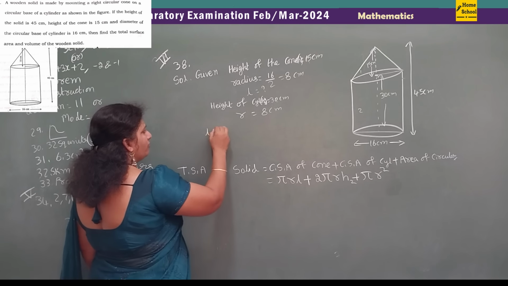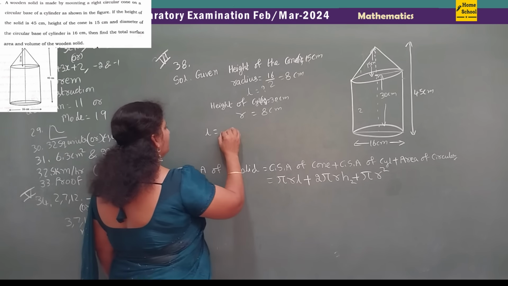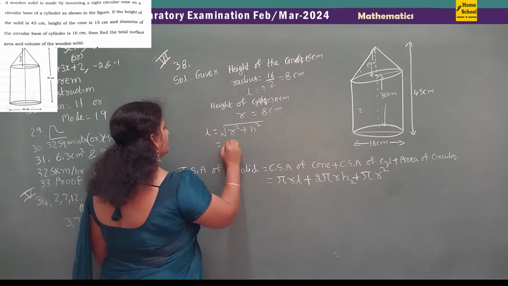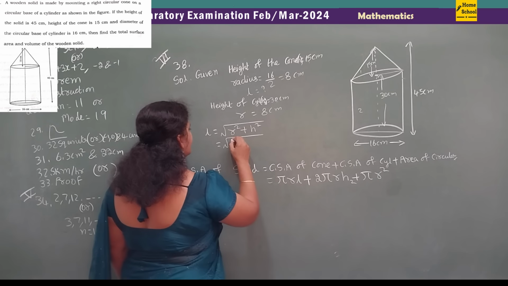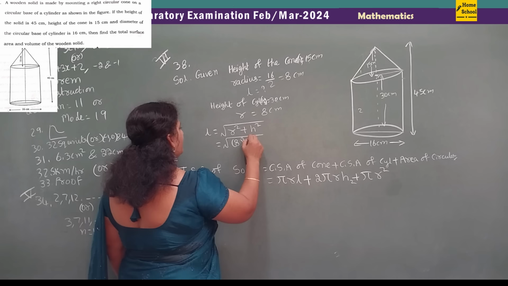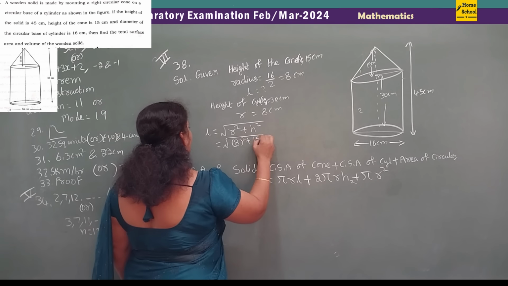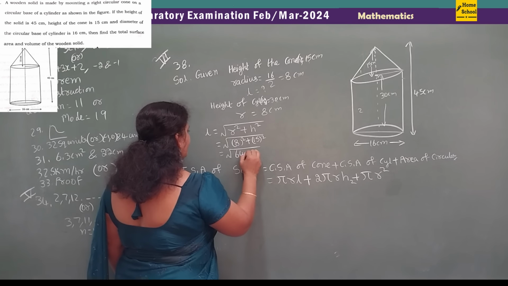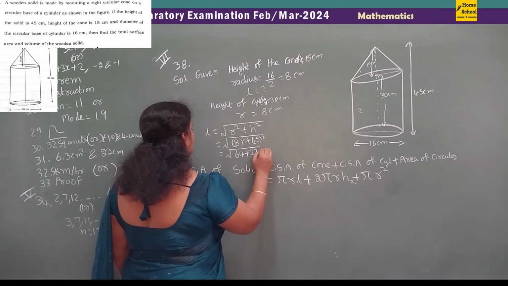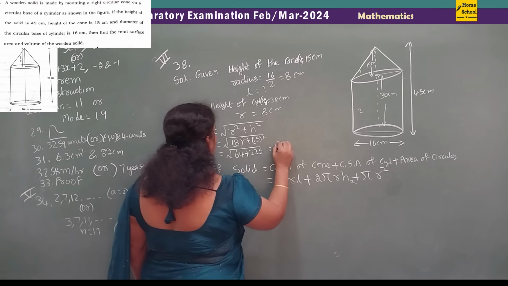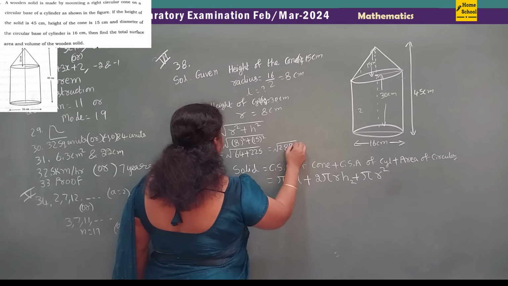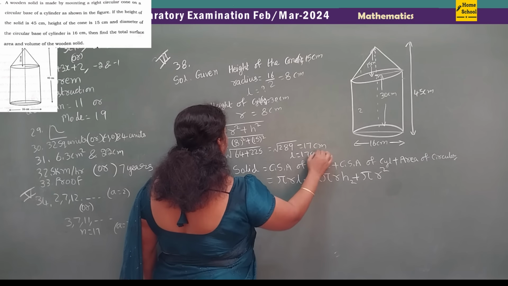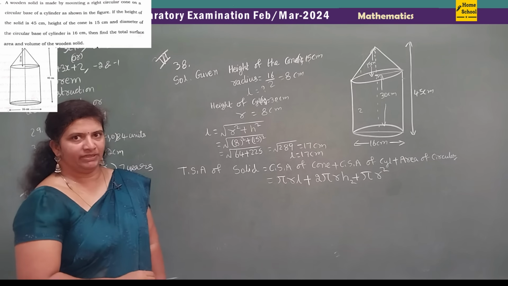Now, first we are going to find the slant height. What is the slant height formula? L is equal to square root of R square plus H square. Square root of, what is the radius? 8. 8 square plus height of the cone, 15, whole square. That will be 8 8s are 64 plus 15 15s are 225. If you add this, you get 289. The square root of 289 is 17 centimeters. Therefore, slant height is 17 centimeters.